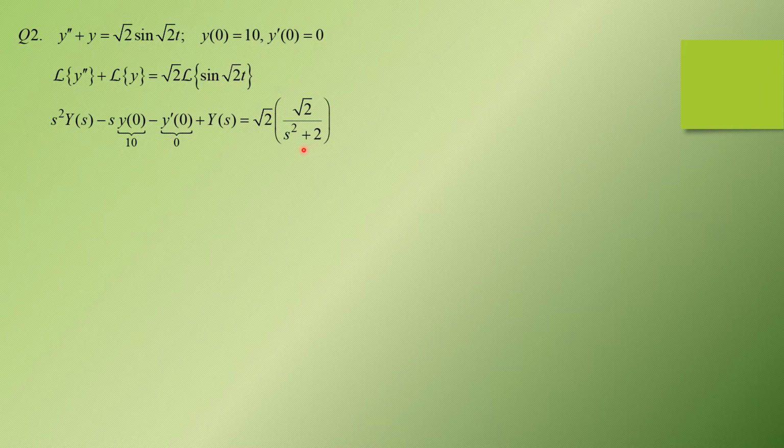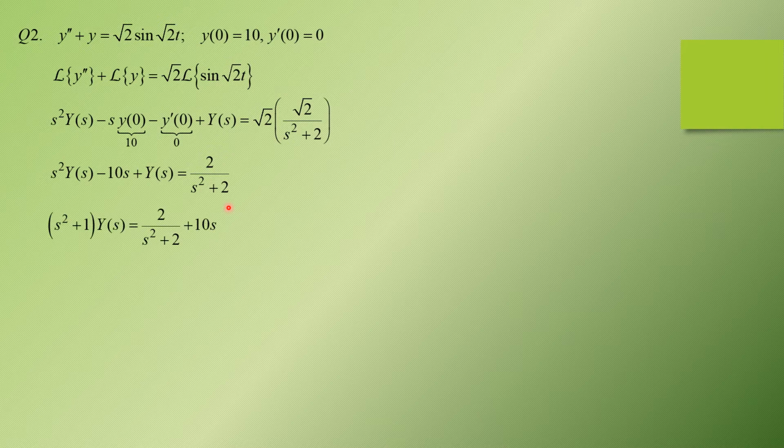Now we are given that the first initial condition y(0) is 10. So after this we need to replace y(0) by the number 10, and y prime of 0 is equal to 0, so we replace this by 0. So here's what we are getting: s squared Y(s) minus 10s, and this is already 0, plus Y(s). Now square root of 2 multiplied by square root of 2 gives the number 2. So on the right side we have the function 2 over s squared plus 2.